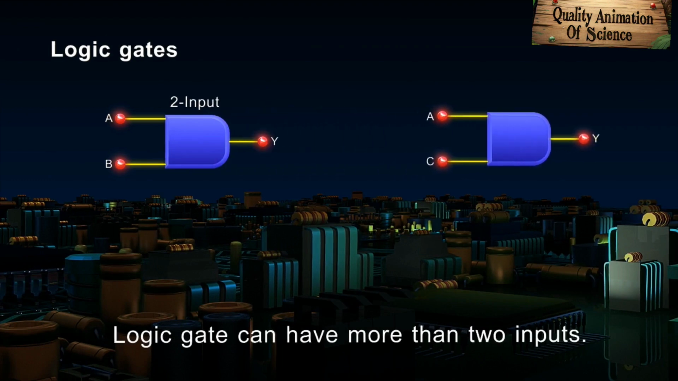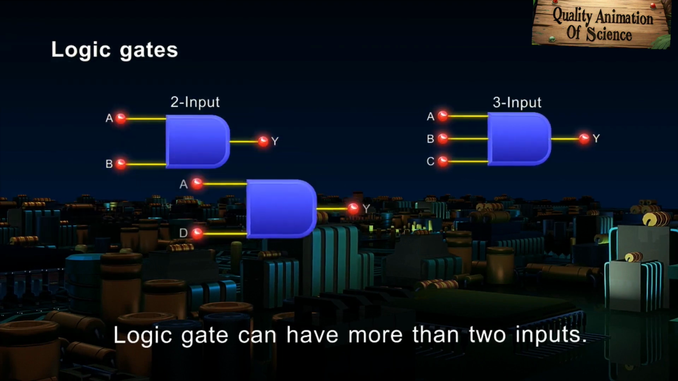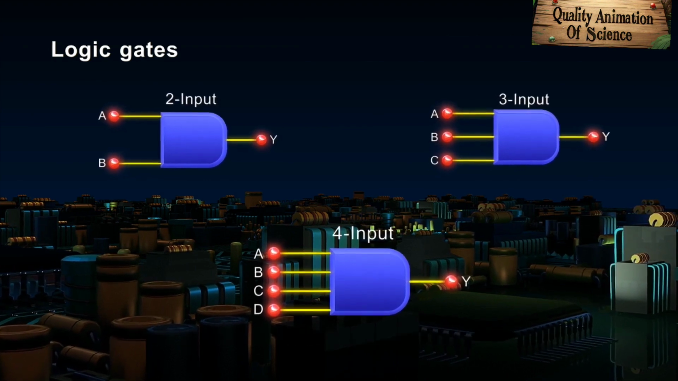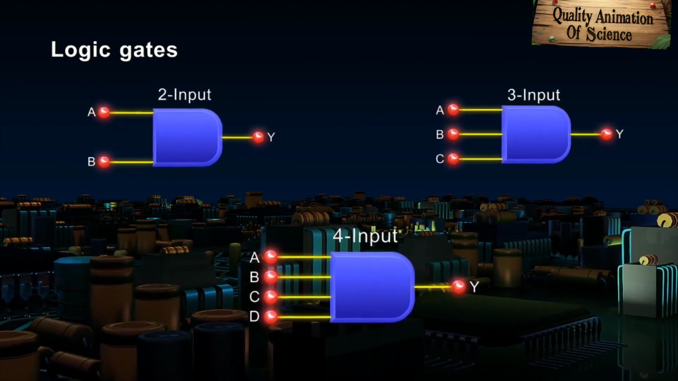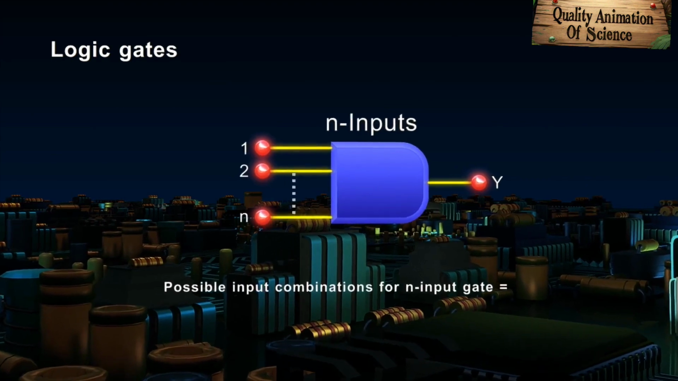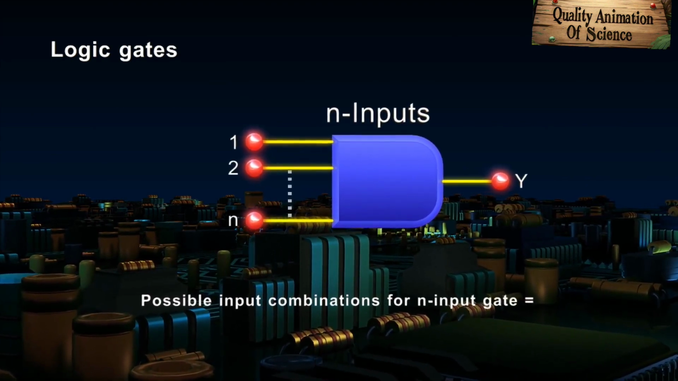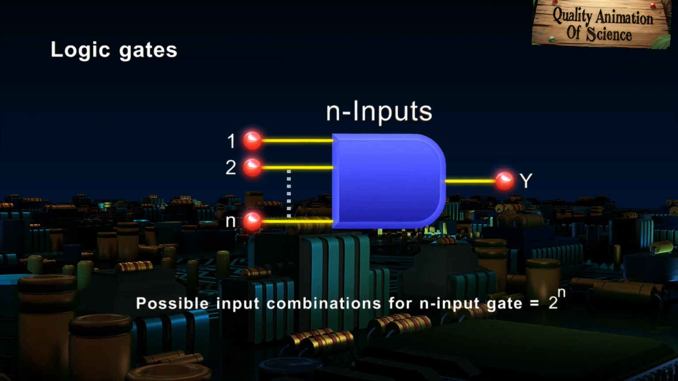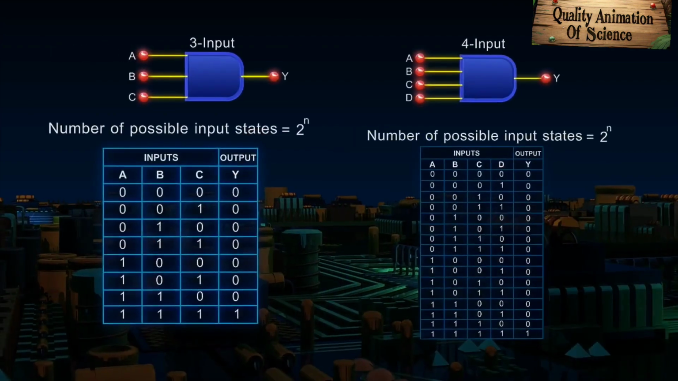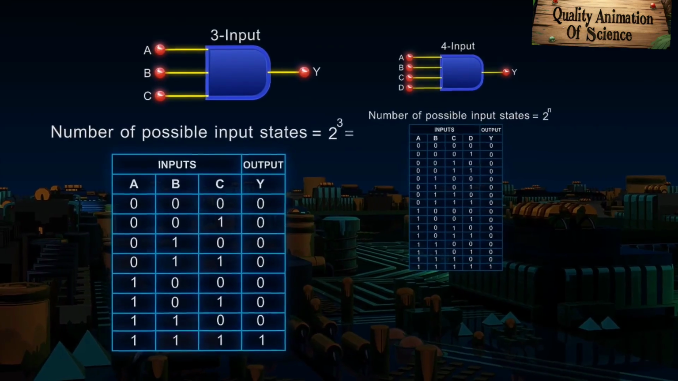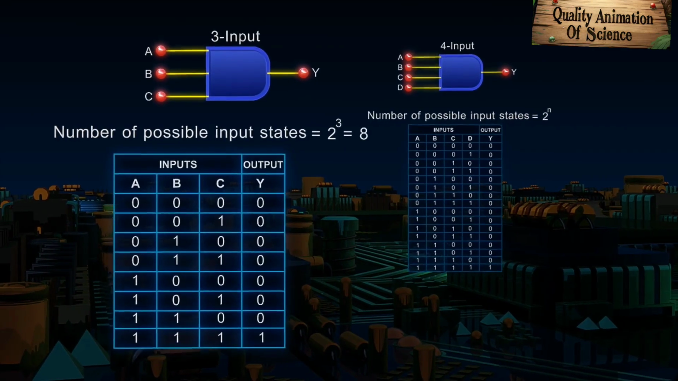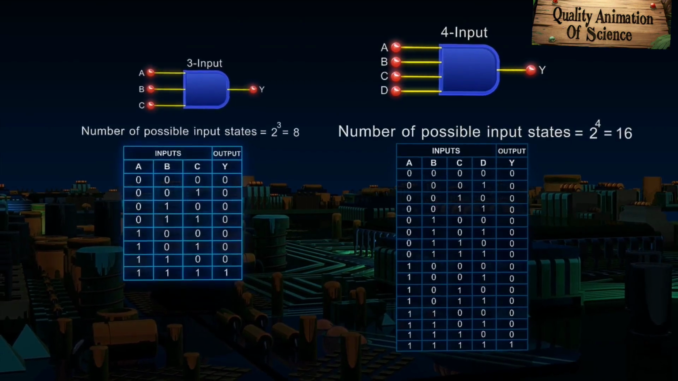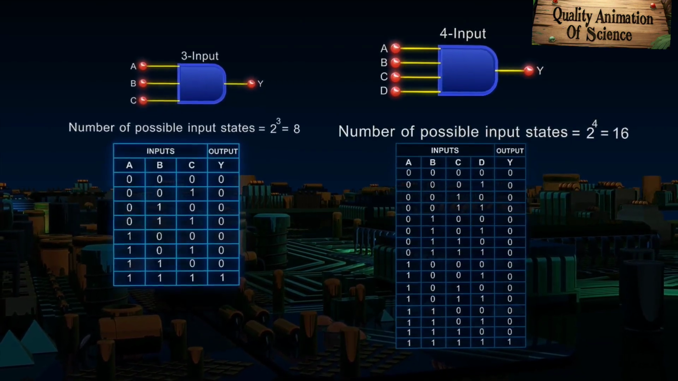It should be noted that a logic gate can have more than two logic inputs and produces a single output. The possible input combinations of an n-input logic gate are given as 2 to the power of n, where n is the number of inputs. Hence, a 3-input gate will have 8 input combinations and a 4-input logic gate will have 16 input combinations respectively.